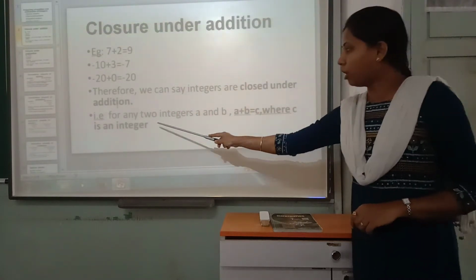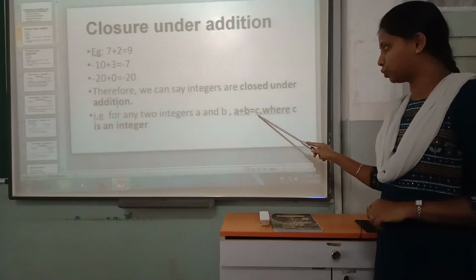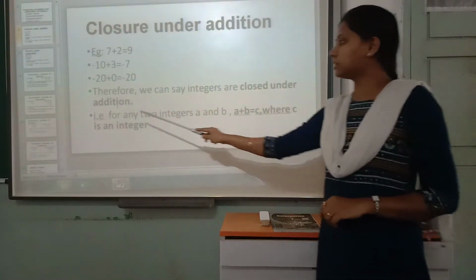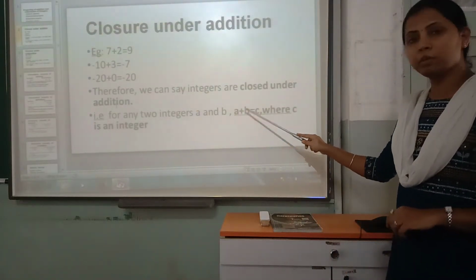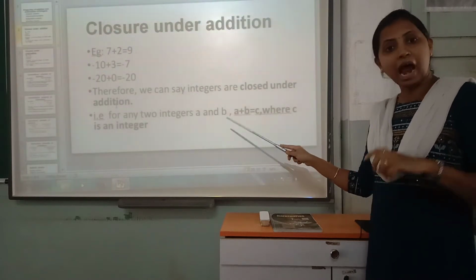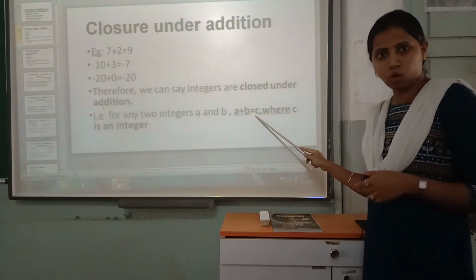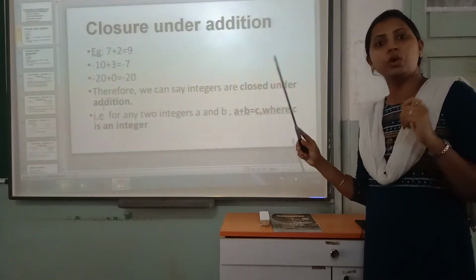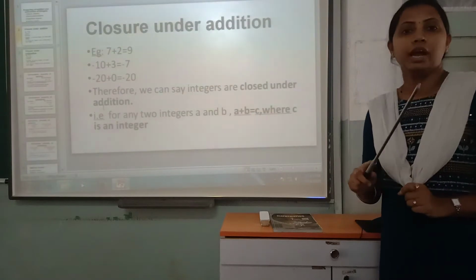So for any two integers a and b, a plus b is equal to c, where c is an integer. That is, a and b represent any integer. You can take any integer in place of a and b, add those two integers, and whatever sum c you get, that also is an integer. So this is closure property of addition.